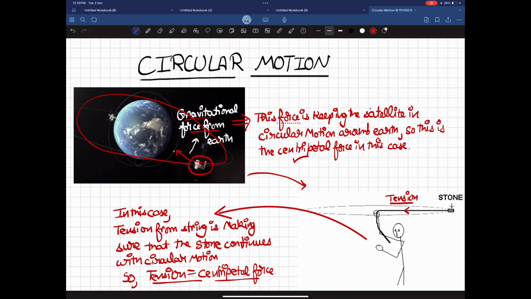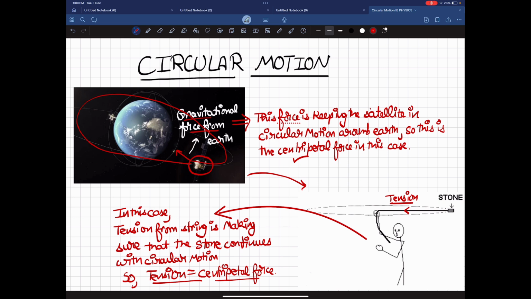Now let's understand with one more example. As you can see, this is a photo of a child. He is revolving a stone in a circular motion and it is tied to a thread. So we know that tension must be pointing towards the center of the circle. So in this case, since tension is pointing towards the center of the circle, we will say tension is the centripetal force in this case.